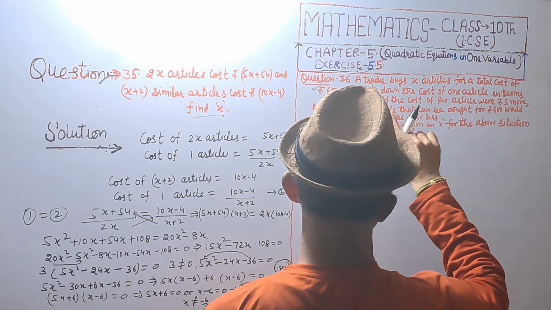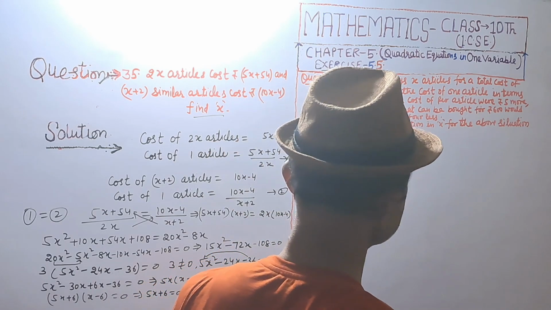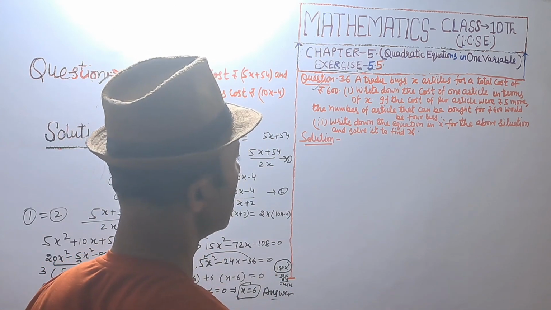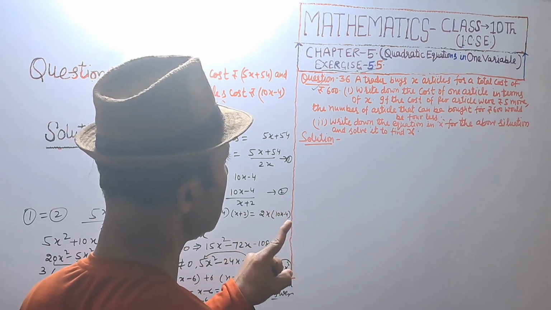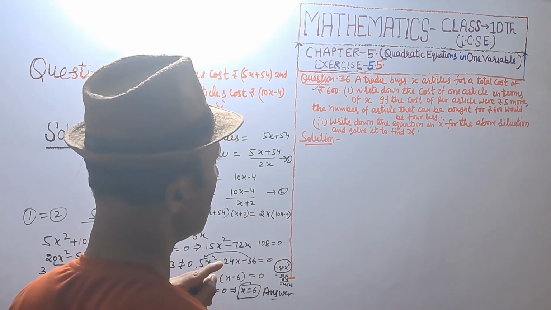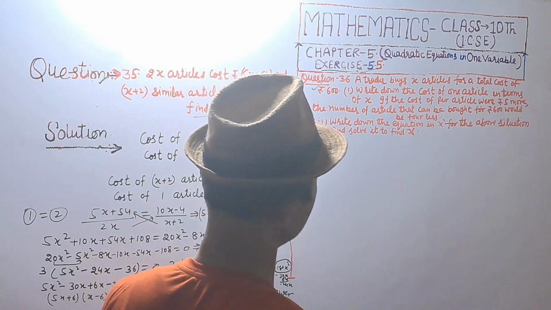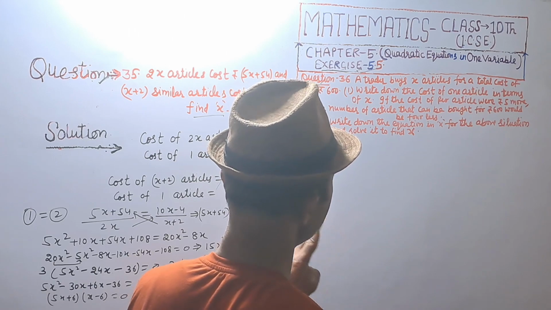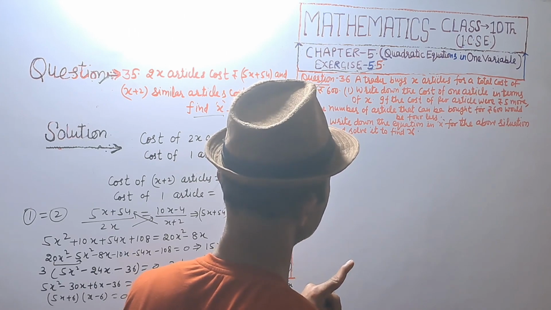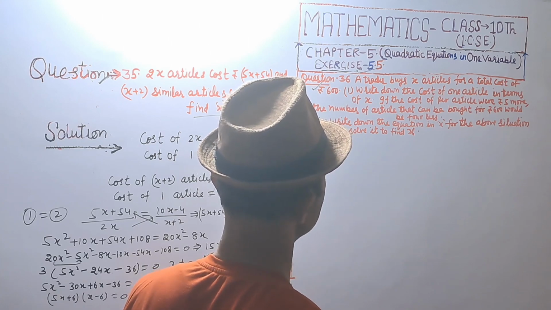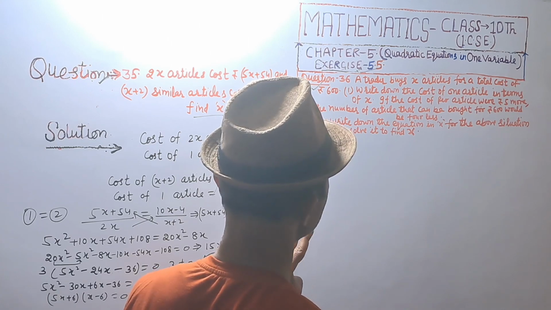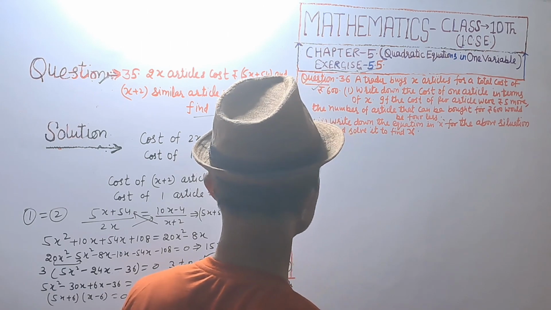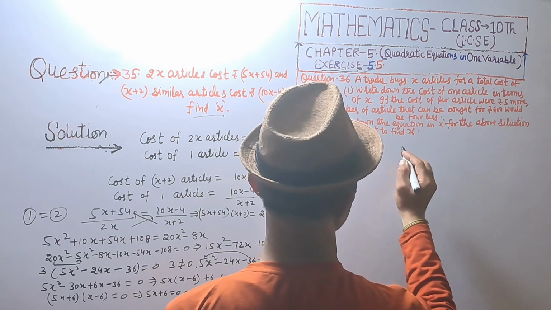Question 36. A trader buys X articles for a total cost of rupees 600. Write down the cost of one article in terms of X. If the cost of per article were rupees 5 more, the number of articles that can be bought for 600 would be 4 less. Write down the equation in X for the above situation and solve it to find X.